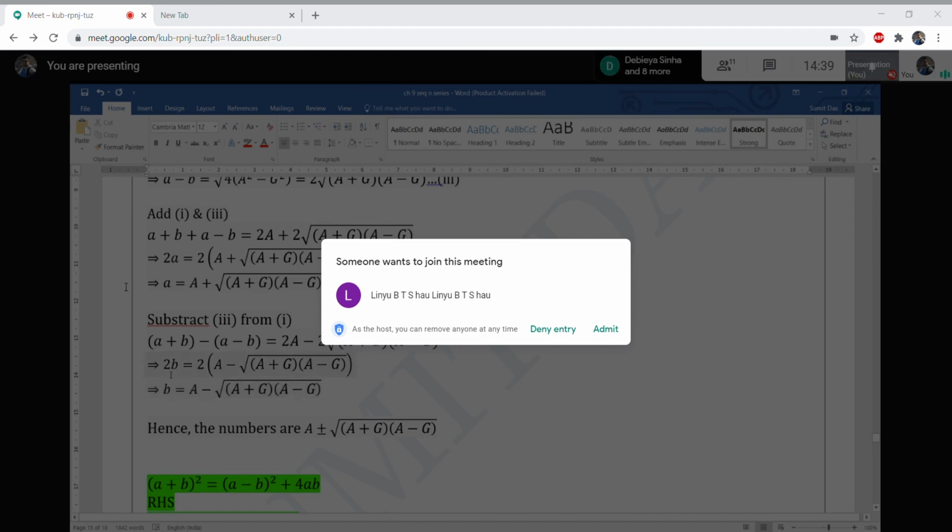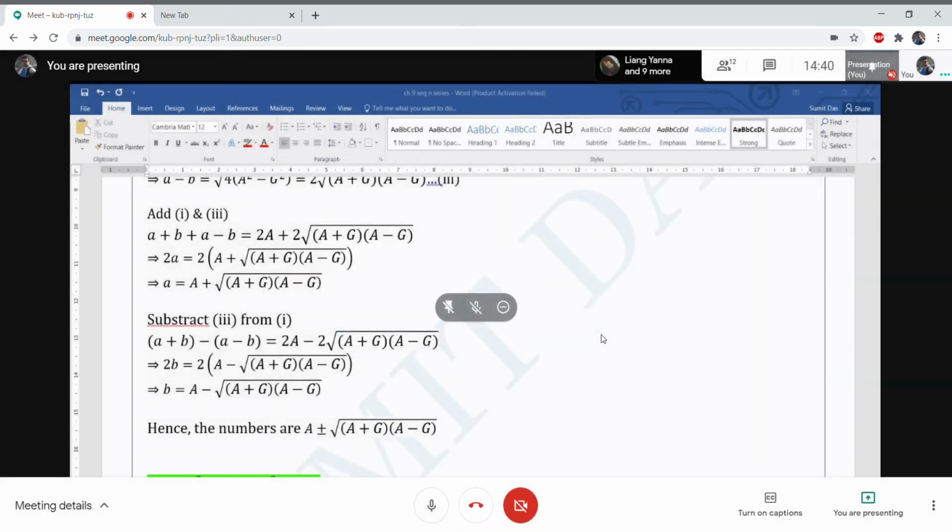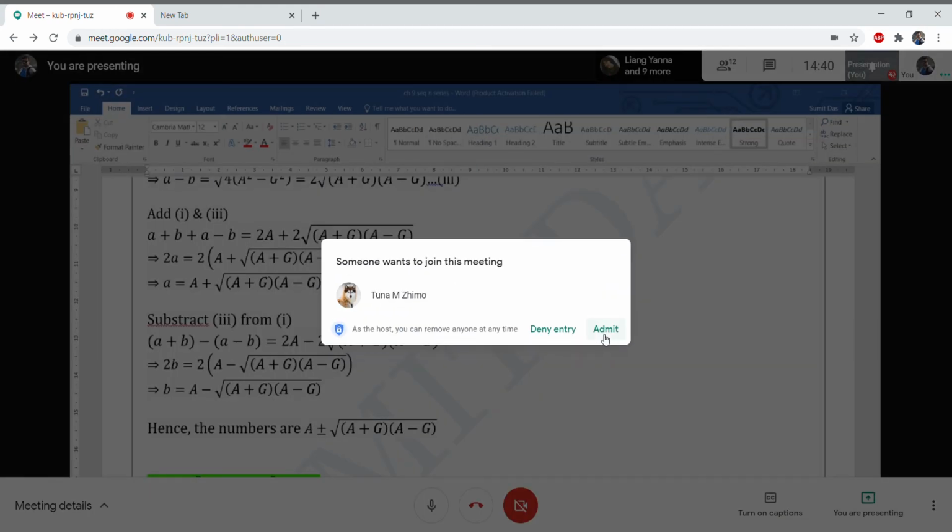So hence the two numbers are a plus minus square root of a plus g into a minus g. One number is a plus square root of a plus g into a minus g. Another number is a minus square root of a plus g into a minus g. This is a very important question and very important result also. This result we can use in some competitive exam.